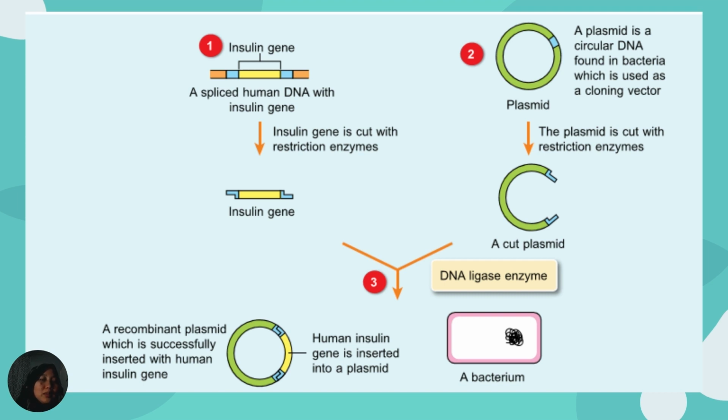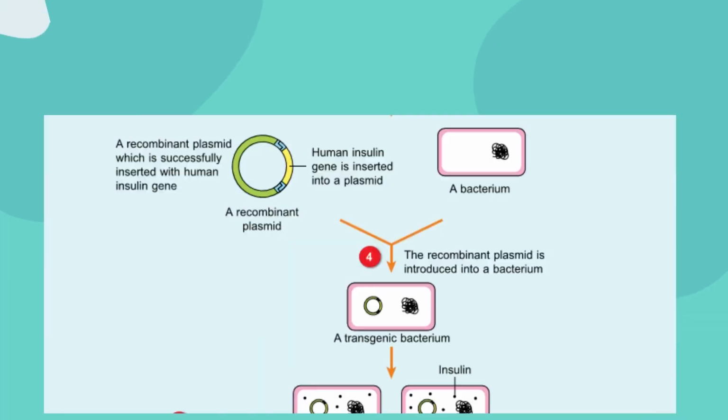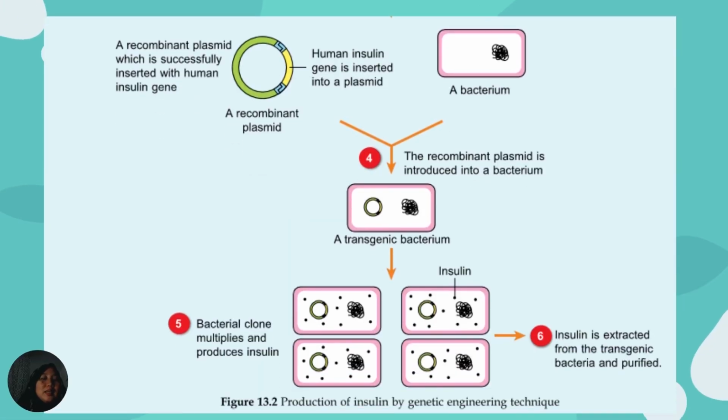So apa yang terhasil kita boleh tengok dalam slide ni, a recombinant plasmid which is successfully inserted with human insulin gene. Okay, dia masukkan. Alright, so DNA ligase enzyme. DNA ligase enzyme ni maksudnya yang inilah dia ligase. Next, step yang keempat, the recombinant plasmid is introduced into a bacterium.